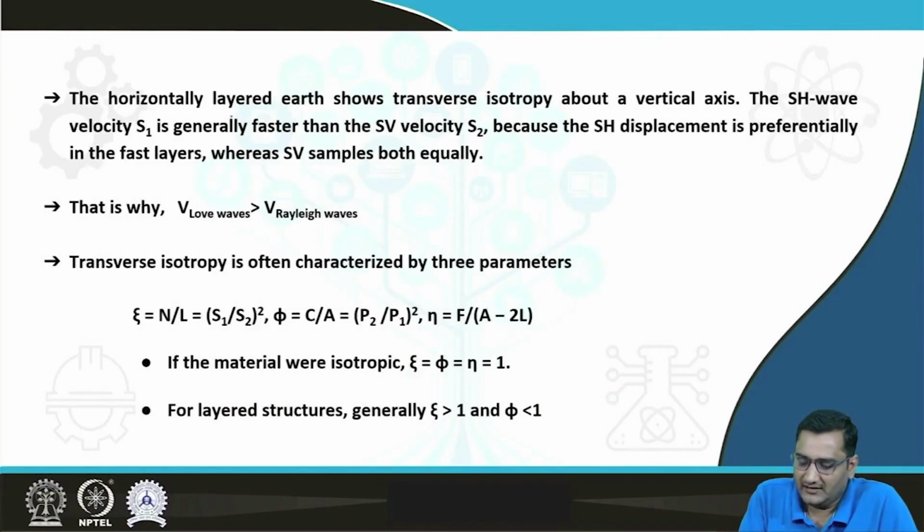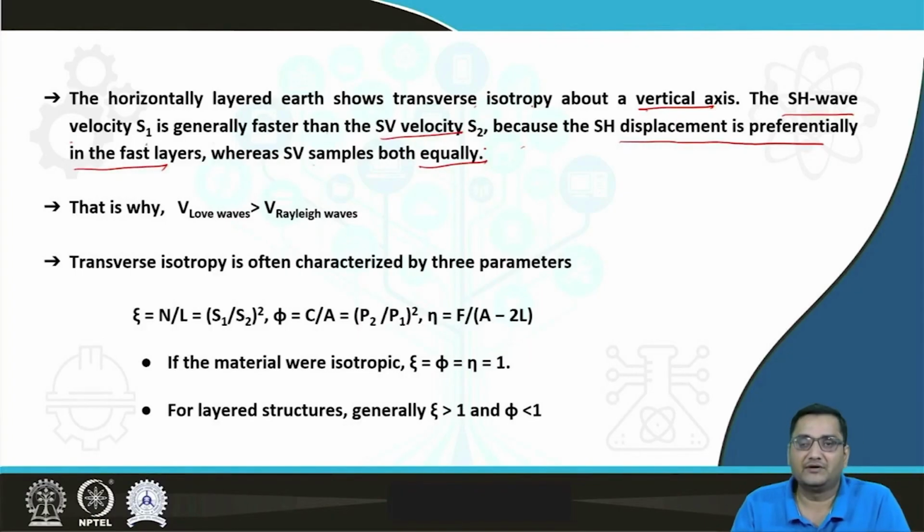The horizontally layered earth structure shows transverse isotropy about a vertical axis. The SH wave velocity S1 is generally faster than the SV velocity because the SH displacement is preferentially in the first layers, whereas SV samples both equally. So SH will have the faster velocity, as you can understand from the surface waves, which have two types, the Love waves and the Rayleigh waves. Love wave is basically made up of the SH wave, and Rayleigh wave is made up of the SV wave. So the velocity of the Love waves will obviously be higher than the velocity of the Rayleigh wave.